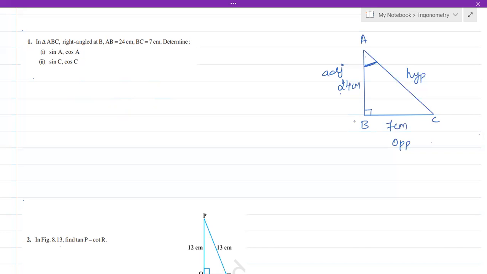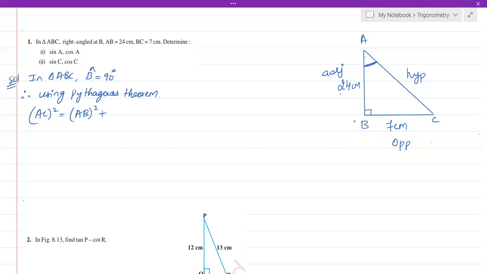Okay. So let's take, in triangle ABC, angle B is 90 degree. Therefore, using Pythagoras theorem, we get AC squared as AB square plus BC square, isn't it? The square of the hypotenuse is equal to sum of squares of other two sides.